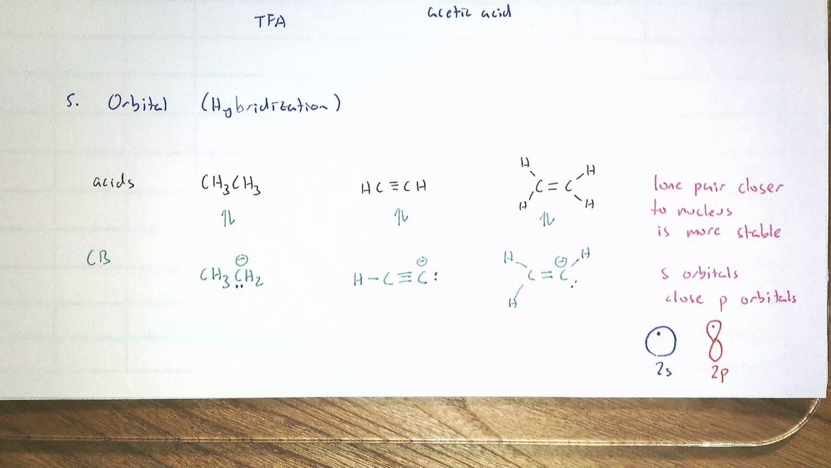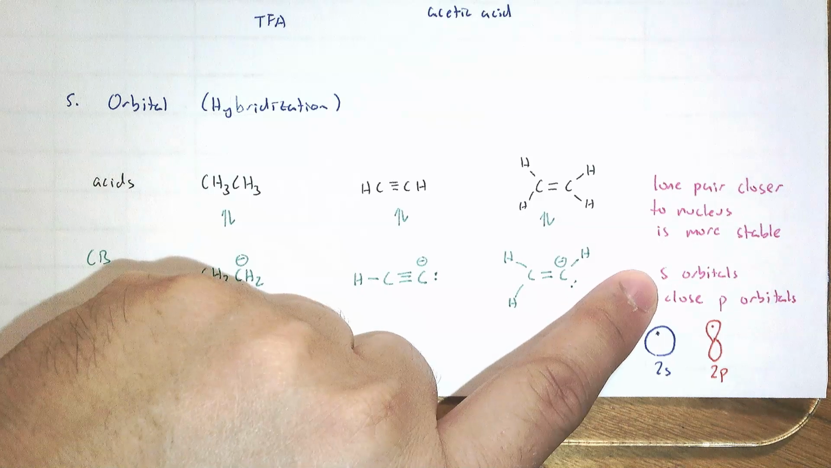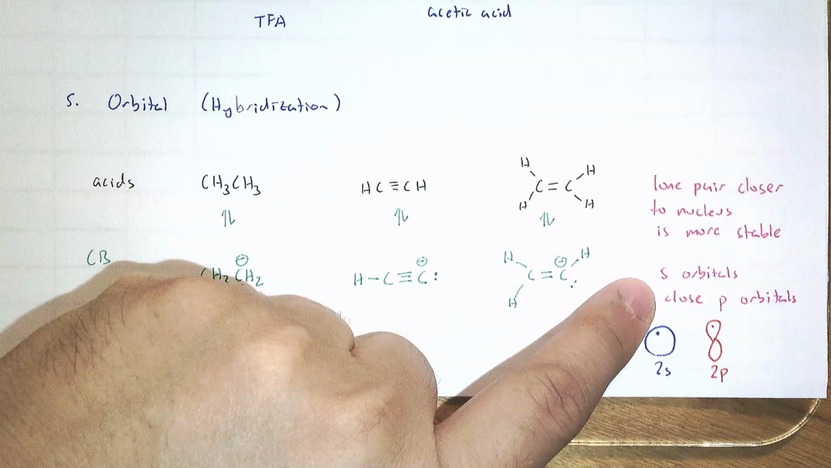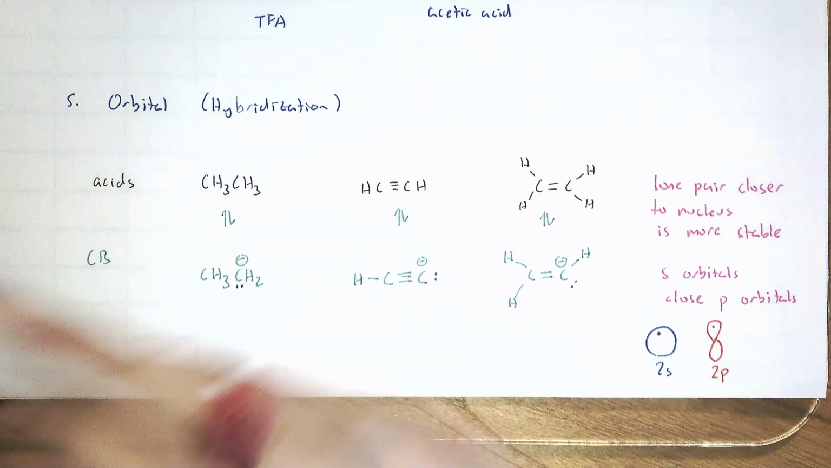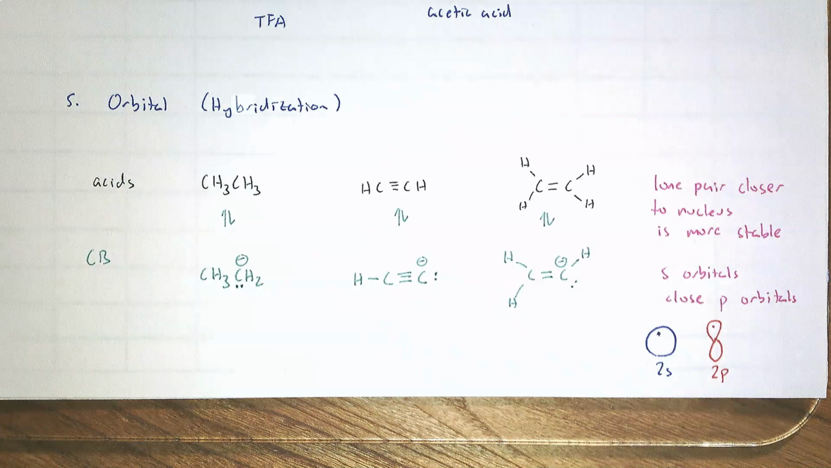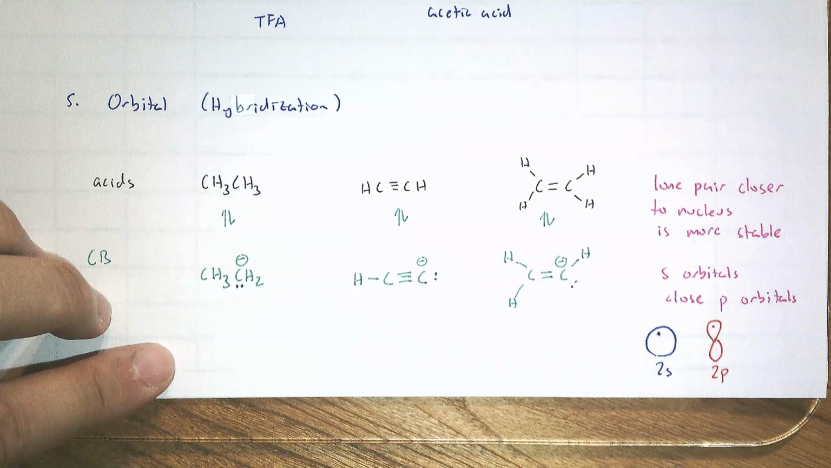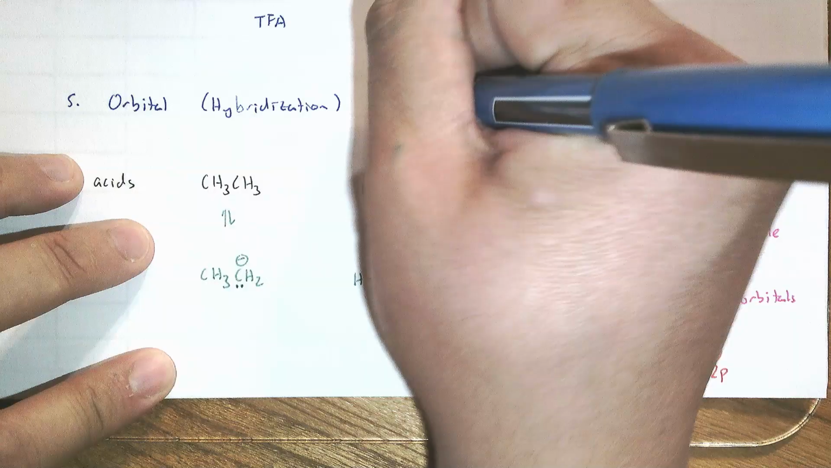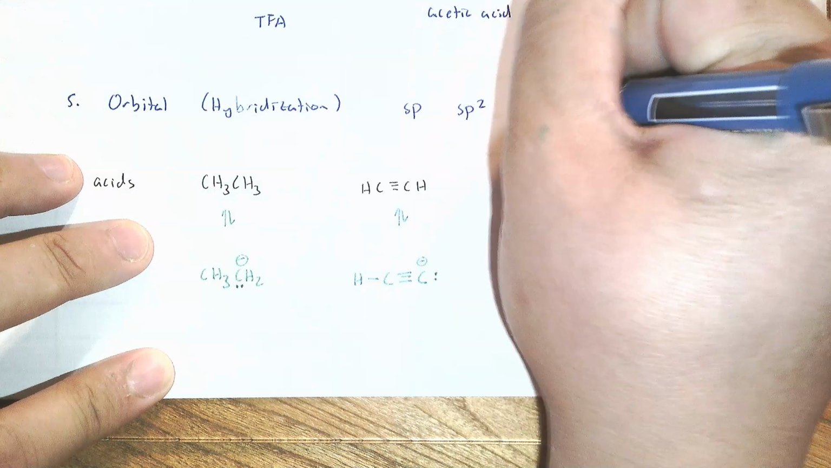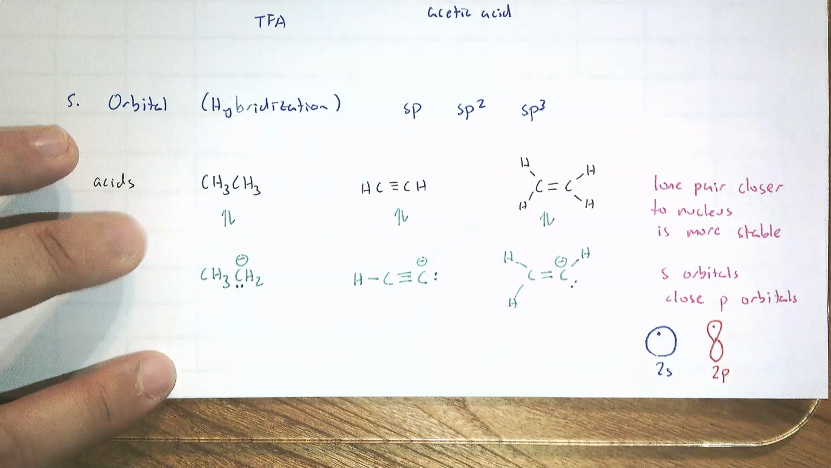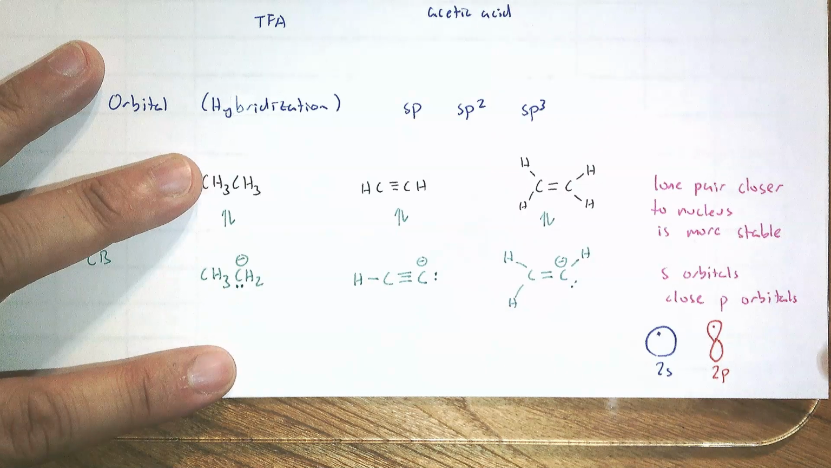Okay, we're almost there. If the s orbital has an electron closer to the nucleus than the p orbital, then the hybridization that has more s character, that's where the lone pair is most stable. We have sp, sp2, and sp3. So we're looking for s character.